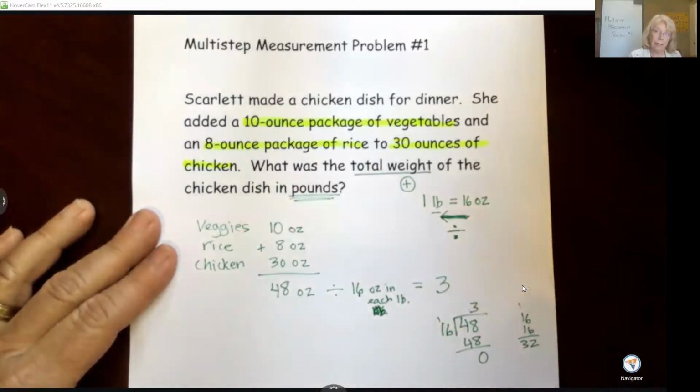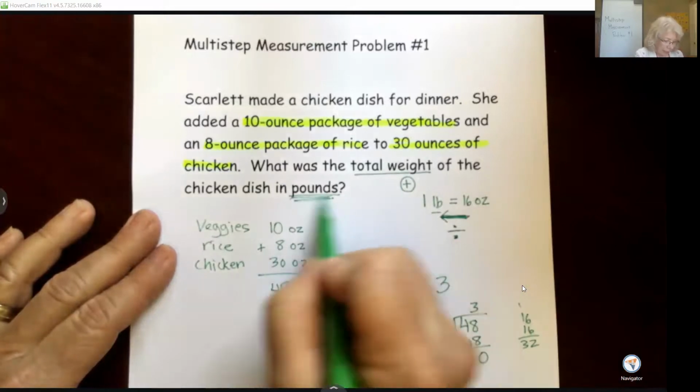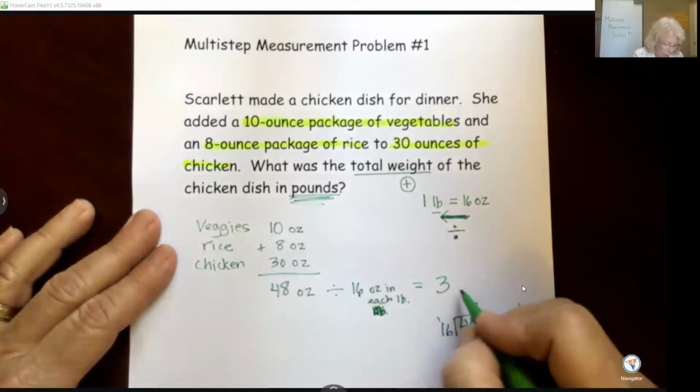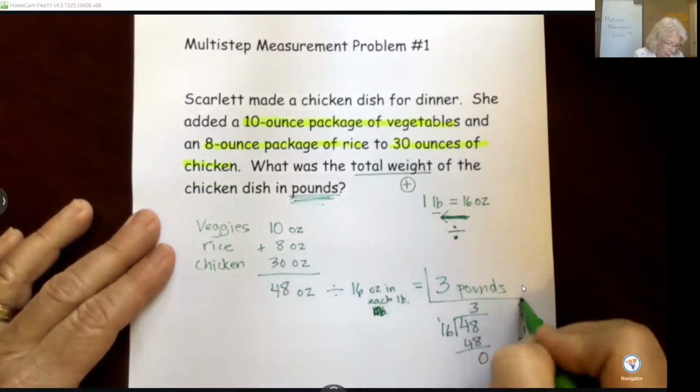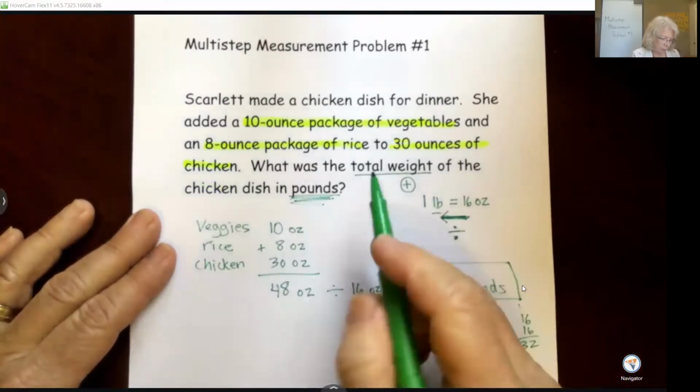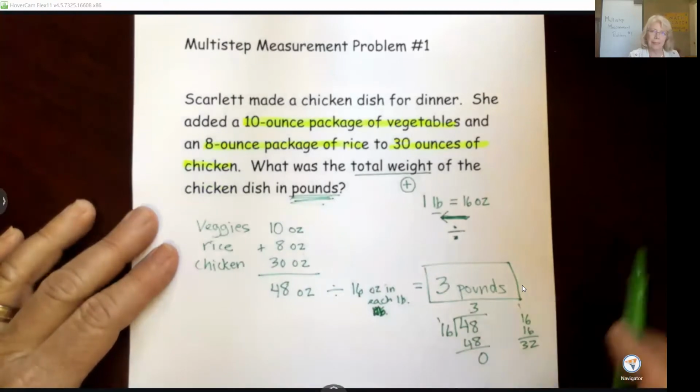3 what? Can you fill in the word? What did they ask us? What did we convert to? Pounds. So my answer is 3 pounds was my total weight for the chicken dish.